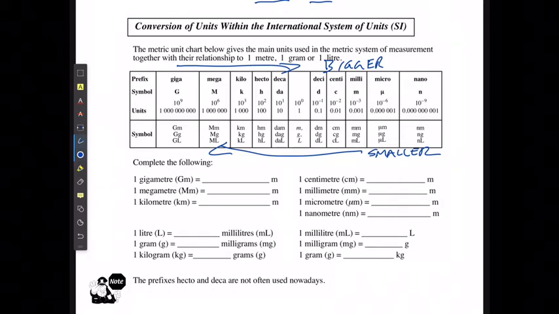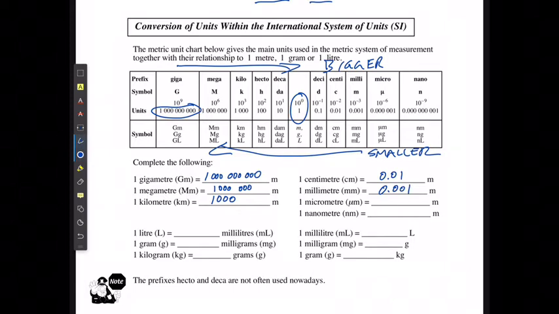So if I'm going from a gigameter to a meter, which is the basic unit at 0, then that means that there's going to be 1 billion of them. If I'm going from a megameter to a meter, there's 1 million of them. A kilo, you should already know off the top of your head, is 1,000. If I'm going from a centimeter to a meter, that's going to be 0.01. A millimeter is going to be 0.001.